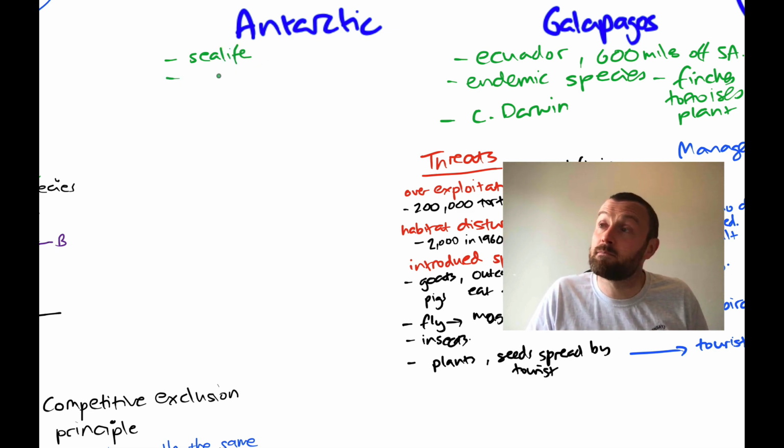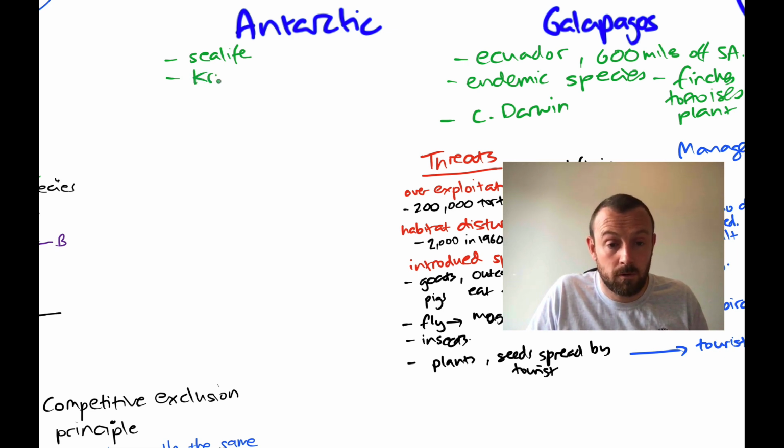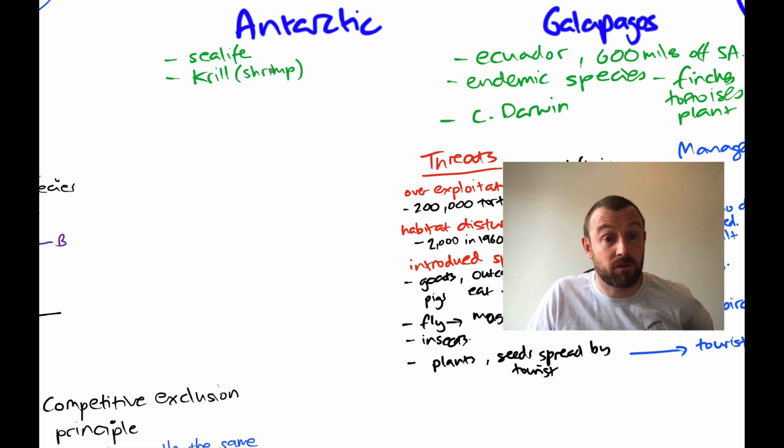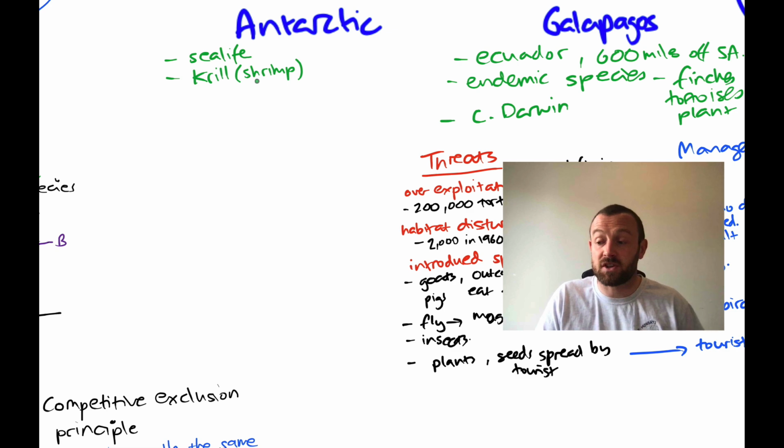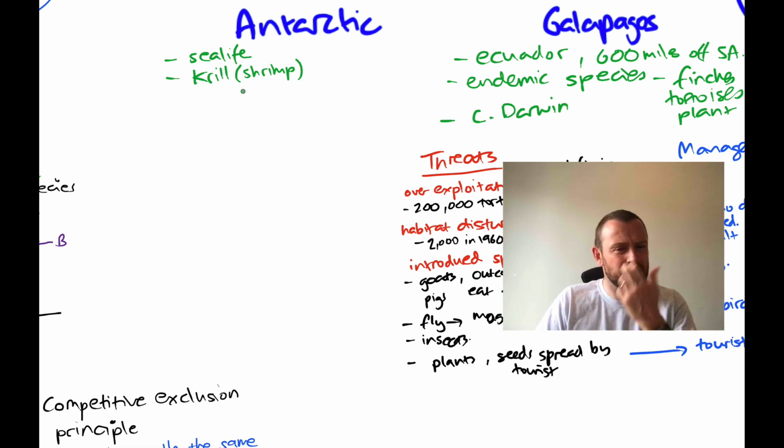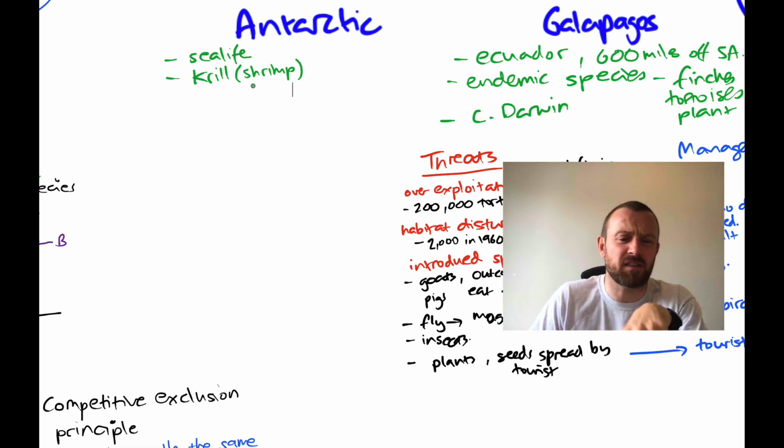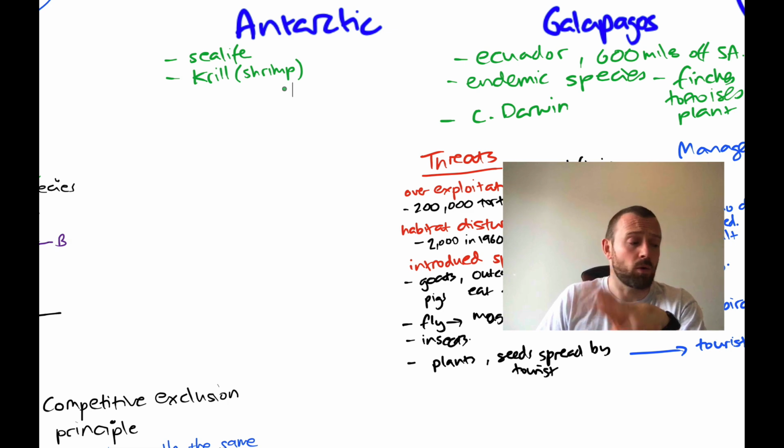So the basis of the pyramid of biomass there is krill. Krill is a little tiny shrimp-like thing, and it didn't really used to be on the menu for humans. It didn't really used to be fished for. But now it is, mainly because it can be used to feed other organisms.